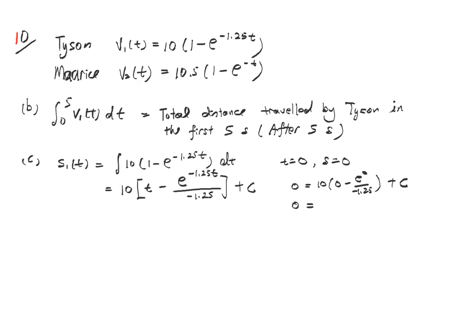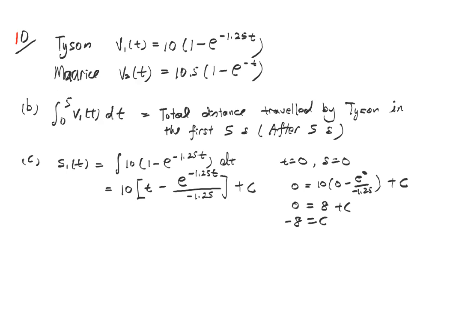10 divided by 1.25. So you got 8. Yeah, 8 plus C. So the C is negative 8. So anything involving e, correct? Please substitute and calculate. Don't assume everything is zero. So the S2 I will let you handle.